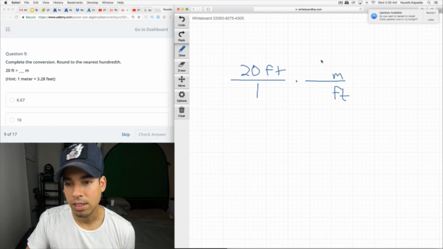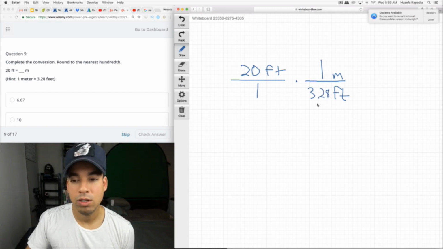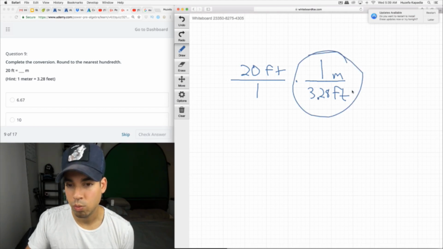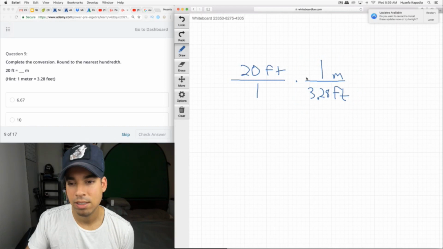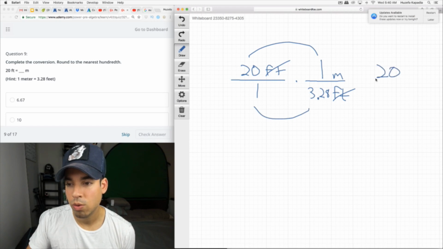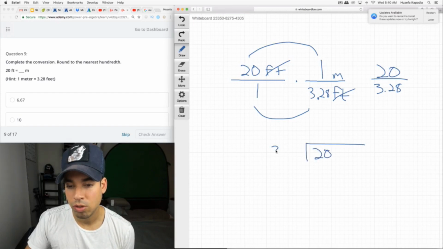So what I mean is, since I know that 1 meter equals 3.28 feet, because these two values are equal, meaning 3.28 feet is equal to 1 meter, this quantity is really 1, so it's okay to multiply by this because we're not changing anything. The feet then cancel out, and as we multiply across, we get 20 over 3.28. This is a division problem. This means we're doing 20 divided by 3.28. And even if that may have been your instinct, now we know for sure that that's correct.